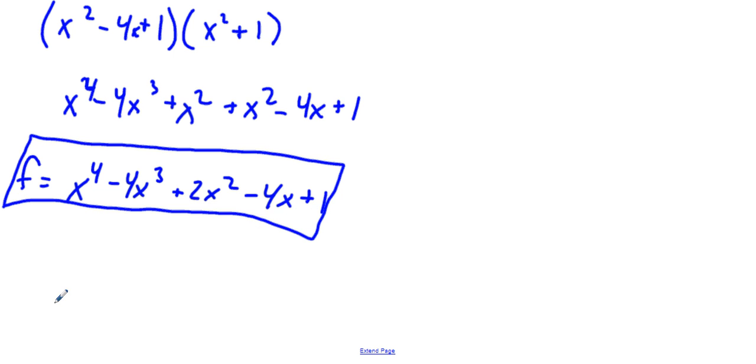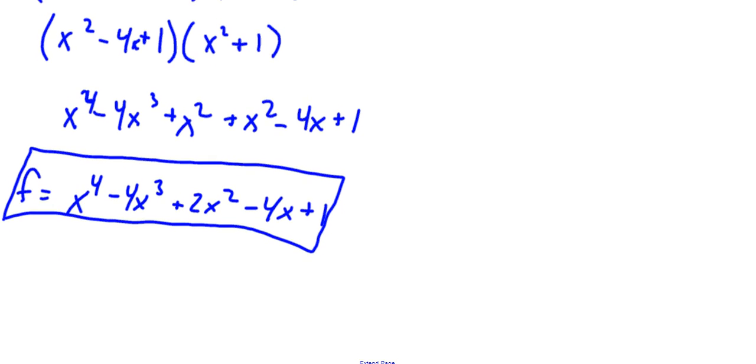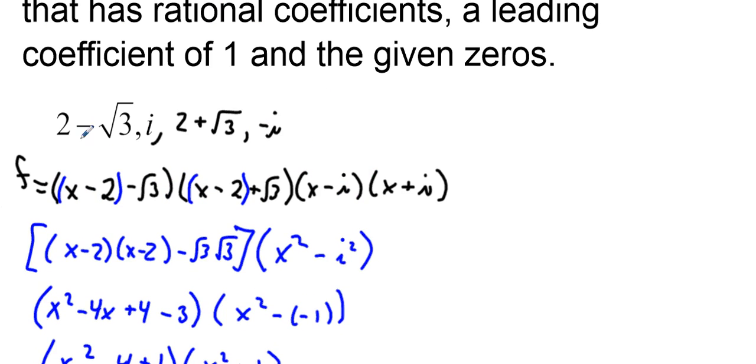I hope this helps you out. I'm going to do another tutorial on how to do a couple other ones. But the key thing is, these come in conjugate pairs whenever you have an irrational number and an imaginary. Make sure you go x minus the zeros and then group them together if you can.